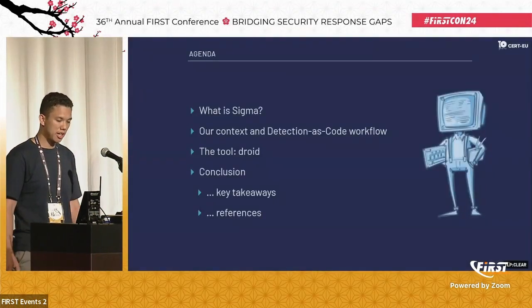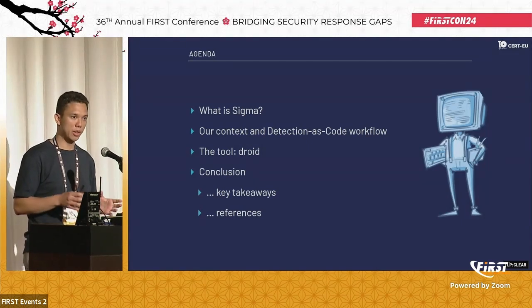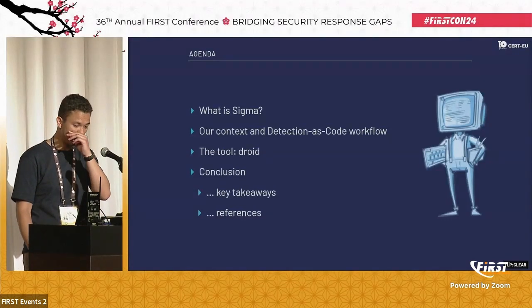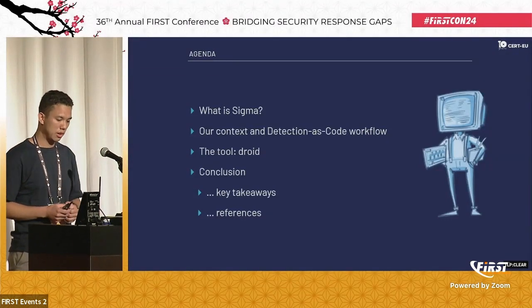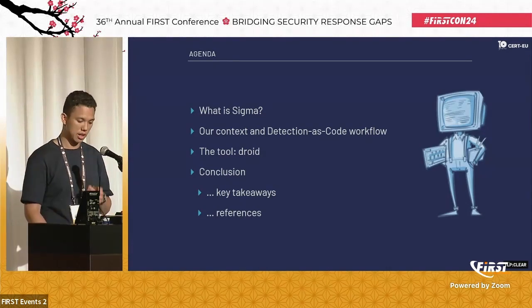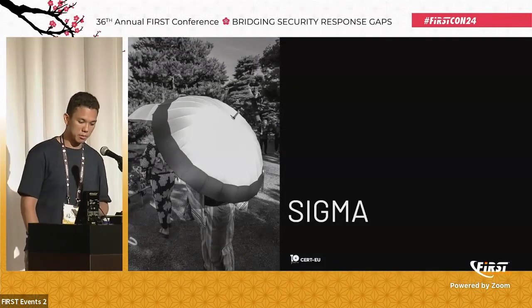So in this agenda, we're going to have a look at what is Sigma. We'll have a look at our context, and we'll share about our detection as code workflow. We introduced a tool for this talk, which we dubbed Droid, and we head over the conclusion and the key takeaways out of it.